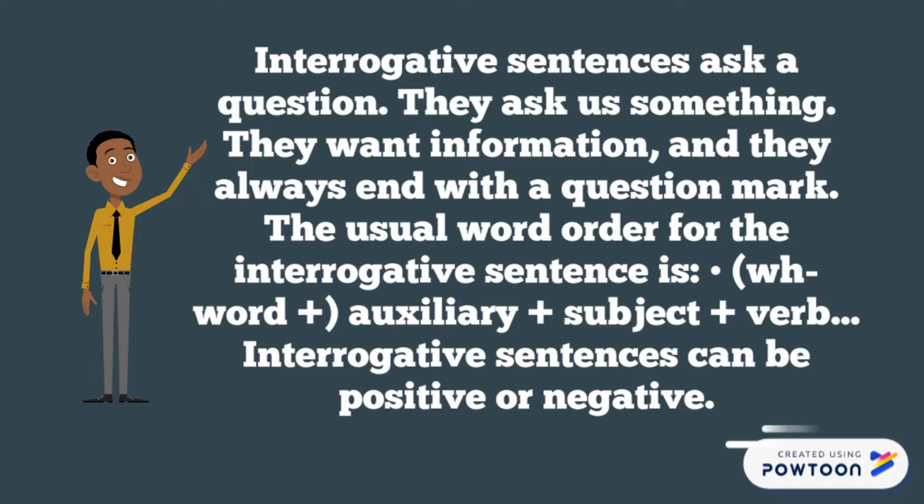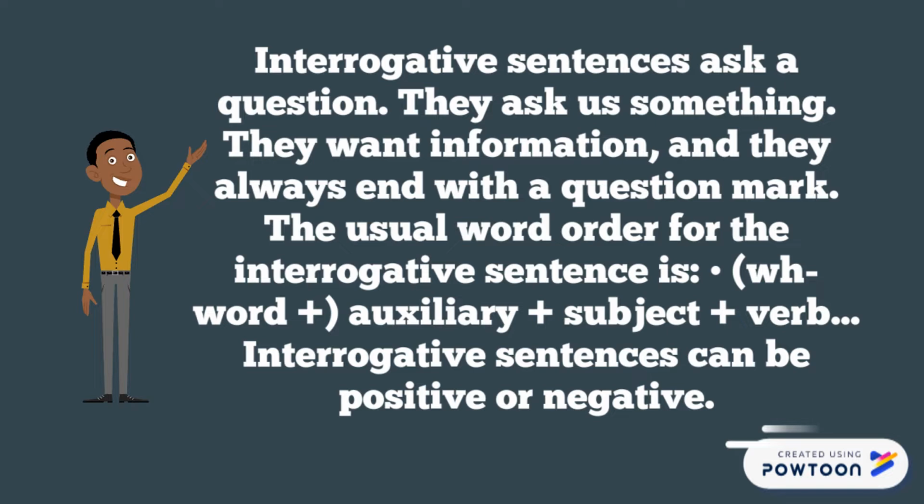Now, let's come to the second type of sentence, that is interrogative. Interrogative sentences are the question sentences that we ask. They ask us something, and most interrogative sentences, as you all know, use the WH words, that is what, why, whom, etc. They are all question words, and question sentences start with WH words. They want information. And they always end with a question mark.